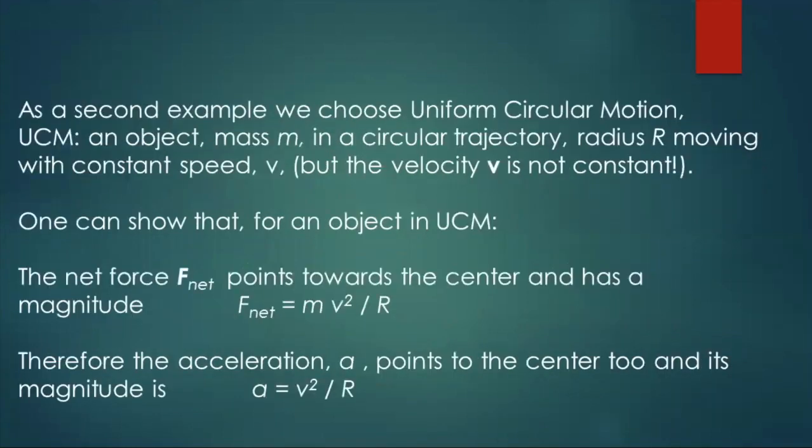A second example that I've chosen here is on what we call in physics uniform circular motion. That's an object that moves in a circular trajectory with constant speed, but the velocity, it being a vector, is changing all the time. And you can show that the acceleration points inward, and therefore the net force points inward too, and it's equal to the mass times the square of the speed divided by the radius of the circle. So if you have an object where the force points to the center and has that value, it must be moving with constant speed and in a circle.